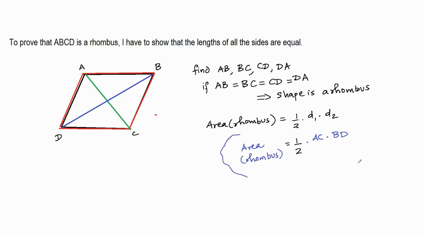So this is how I can find the area of the rhombus, and this is how I can show that the given quadrilateral is a rhombus. So again, pausing for a few seconds before moving on to the next shape.